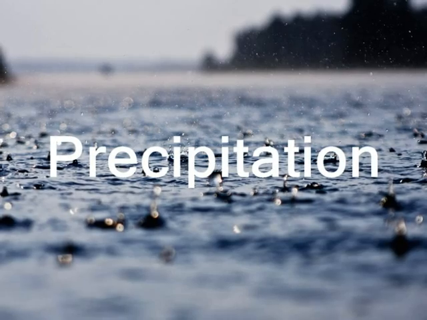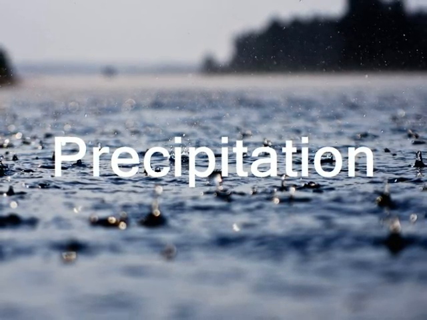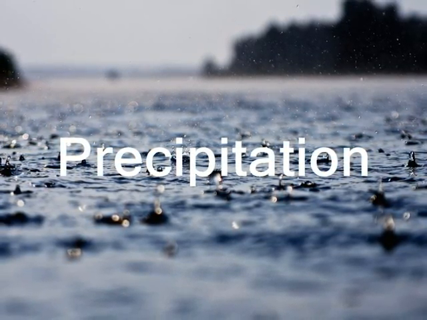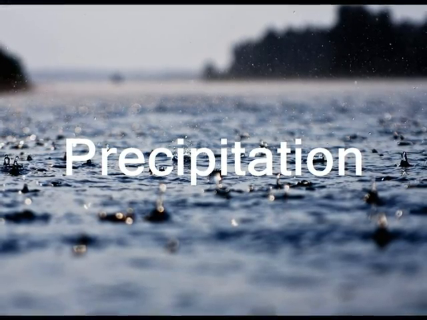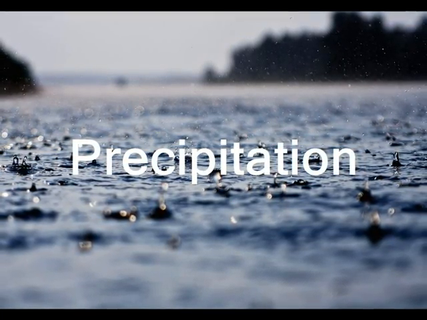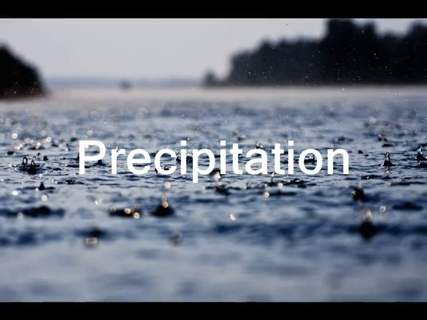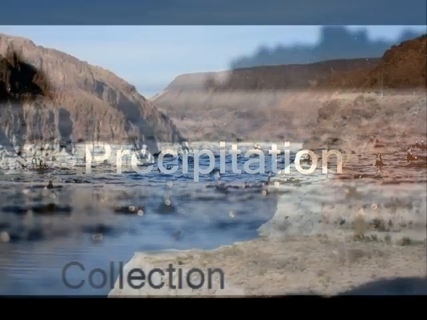Once the water in the air has formed clouds and becomes too heavy for the air to hold anymore, precipitation occurs. Precipitation is when the cloud gets heavy and the water it was once holding falls back to the earth in the form of rain, hail, sleet, or snow.